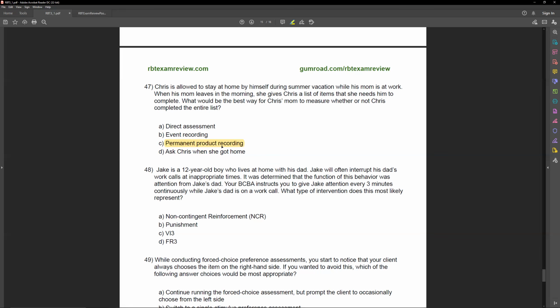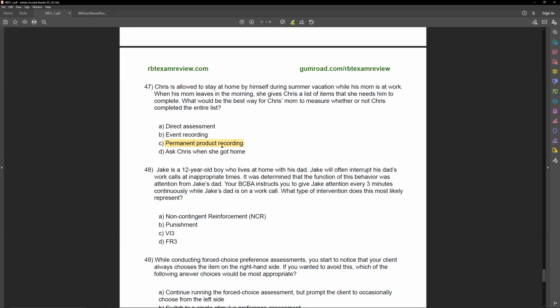48. Jake is a 12-year-old boy who lives at home with his dad. Jake will often interrupt his dad's work calls at inappropriate times. It was determined that the function of this behavior was attention from Jake's dad. Your BCBA instructs you to give Jake attention every 3 minutes continuously while Jake's dad is on a work call. What type of intervention does this most likely represent?